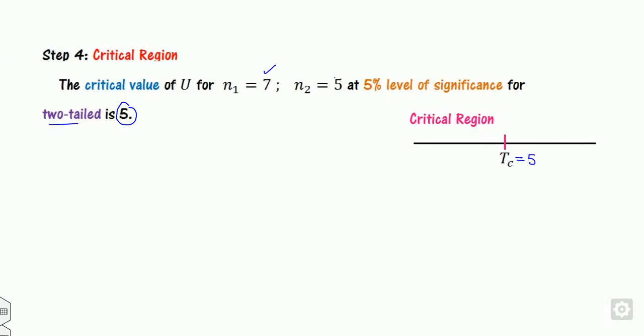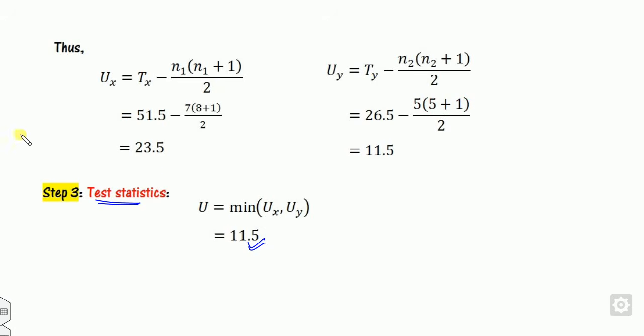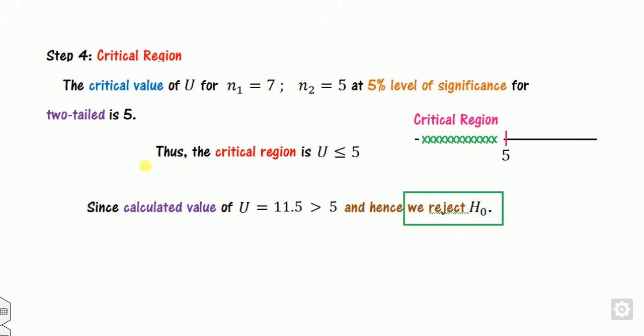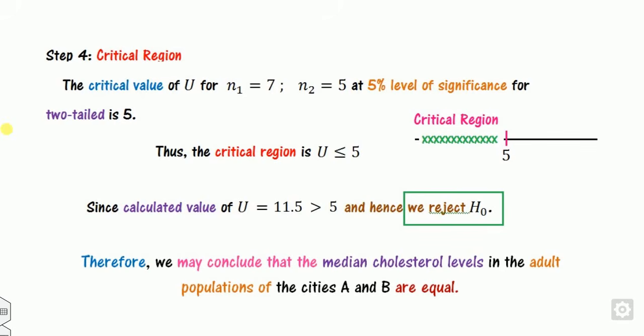Now look at the value of u you found, which is 11.5. Does this satisfy this condition? No. If it were satisfied, we would reject H0, but in this case we accept H0. H0 is that both are equal, and H1 is that they are not equal.